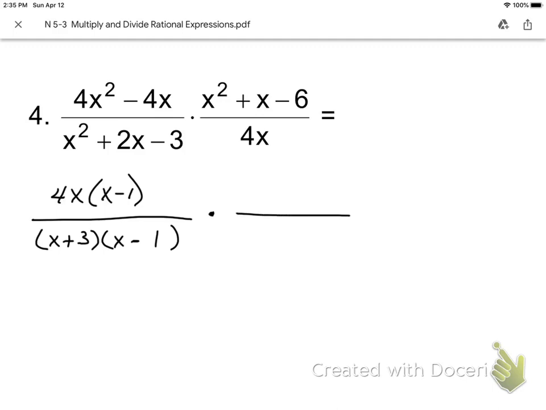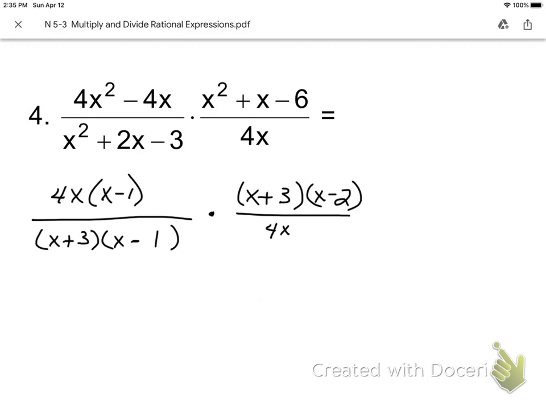And then the next one, the next numerator, you have x and a plus and a minus. And numbers that multiply to be negative 6 and add to be positive 1 would be a 3 times 2. That'll multiply to be negative 6. And then they add to be positive 1. And here we have a 4x, which again is two different things. It's 4 times x, but 4x.